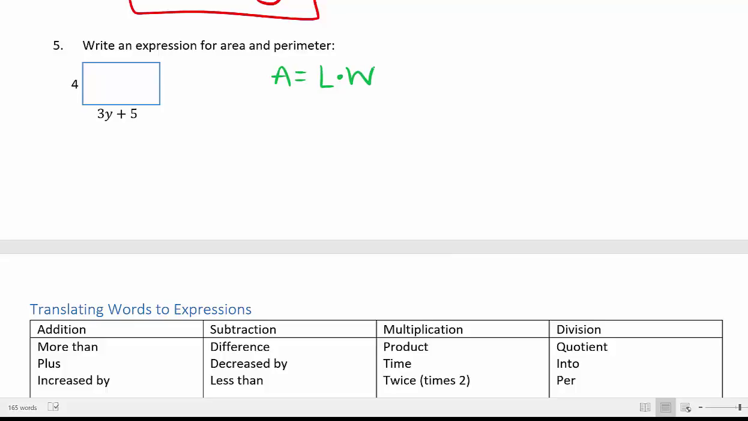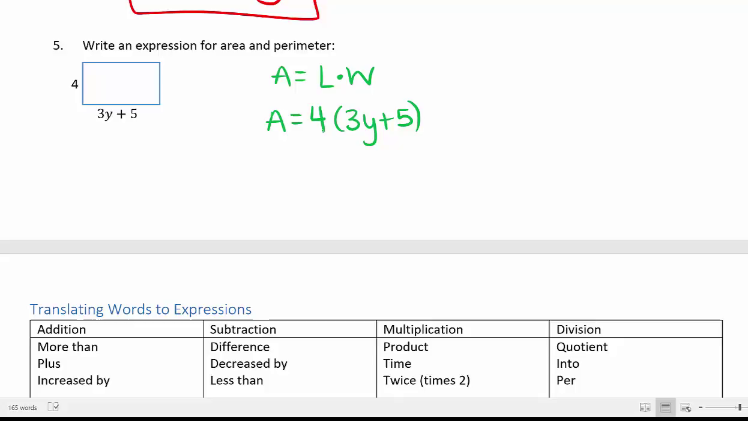So in this case, if I wanted to write an expression for area, I would take my length, which is 3y plus 5, and then I would multiply that by my width, which is 4. And I chose to put the 4 in front of the 3y plus 5. It doesn't matter where you write it. I could have written it on the other side.